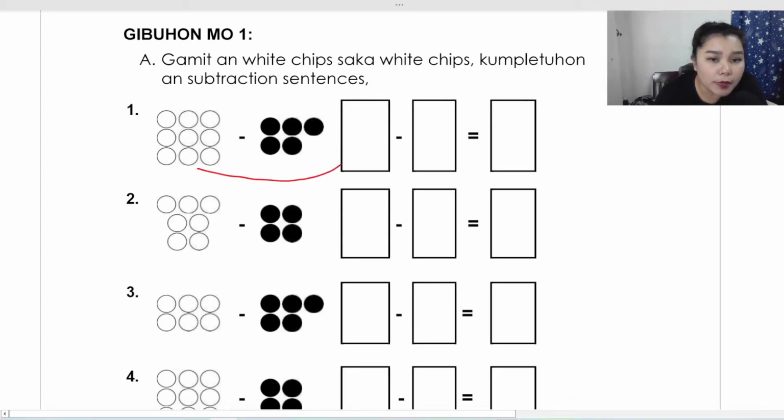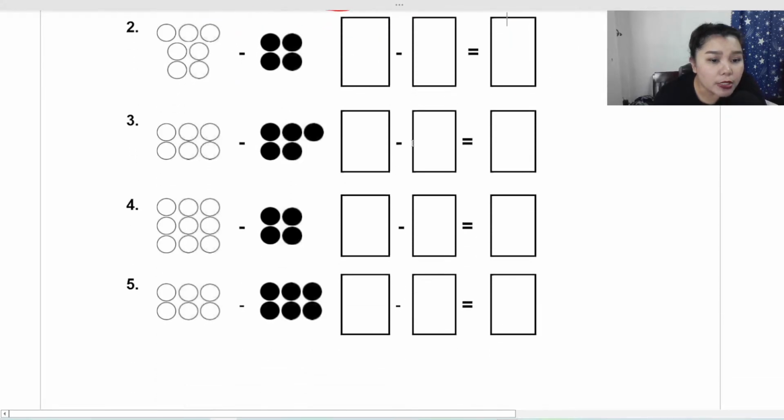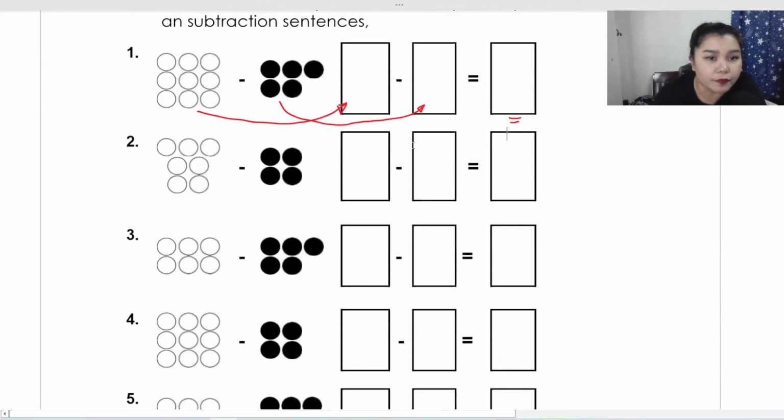Count the white chips and then write the number here. And then next is count the black chips. Count the black chips and then try to encircle the number of white chips to be partnered with the black chips so that you would see the number of remaining white chips, and that will be your answer. So pause this part to finish number 1 until number 5.